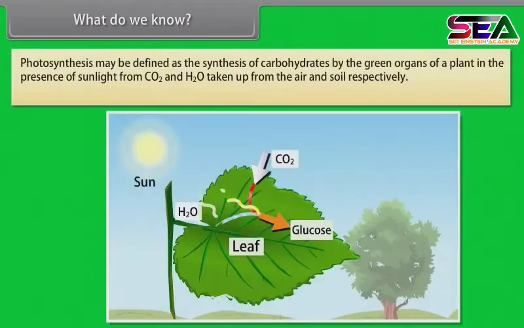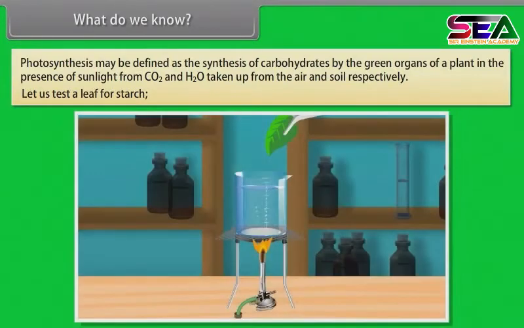What do we know? Photosynthesis may be defined as the synthesis of carbohydrates by the green organs of a plant in the presence of sunlight from carbon dioxide and water taken up from the air and soil respectively. Let us test a leaf for starch. Remove a green leaf from a plant. Use the forceps to place the leaf in the boiling water.